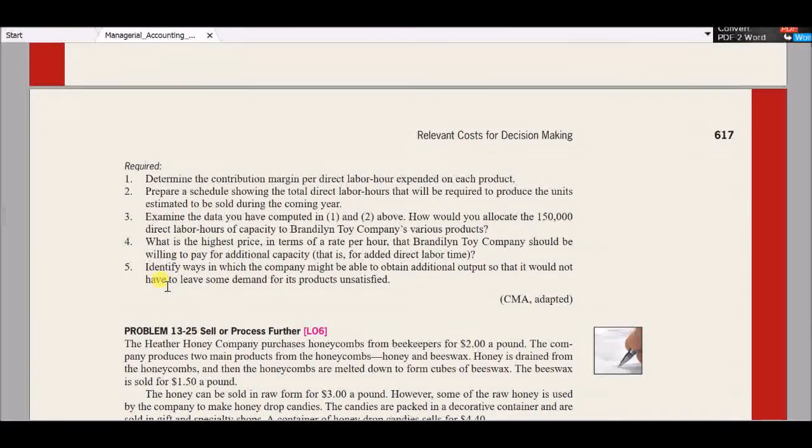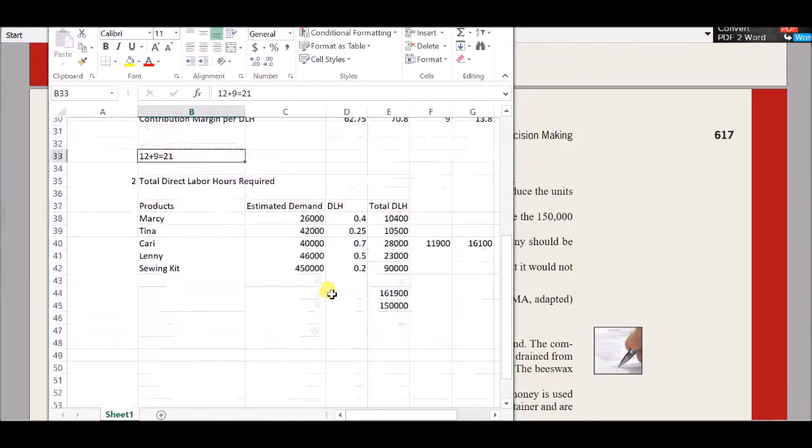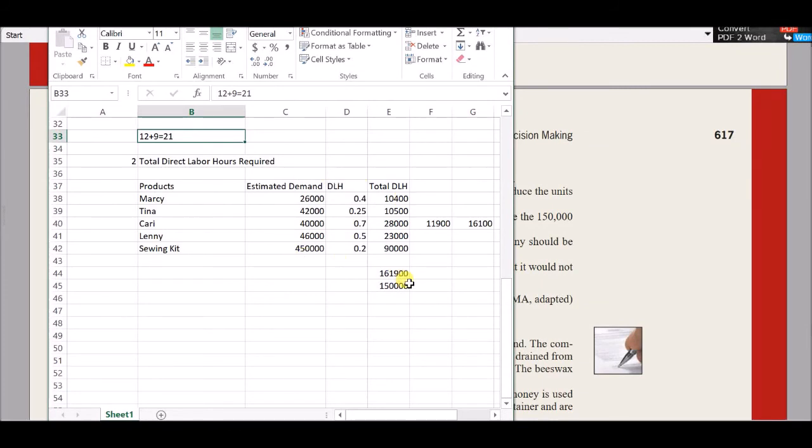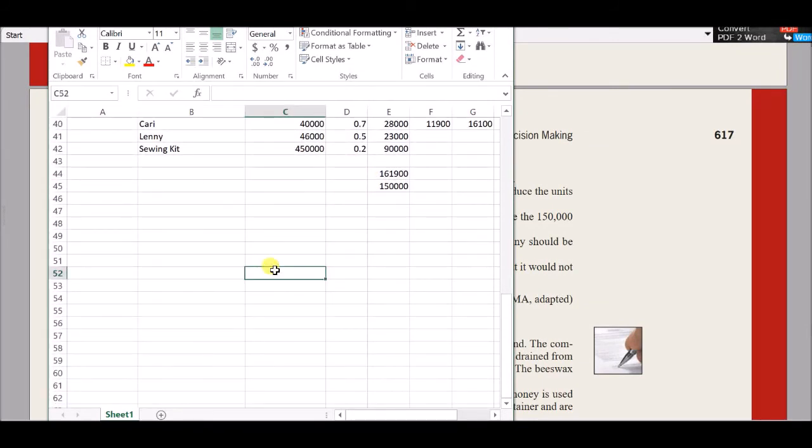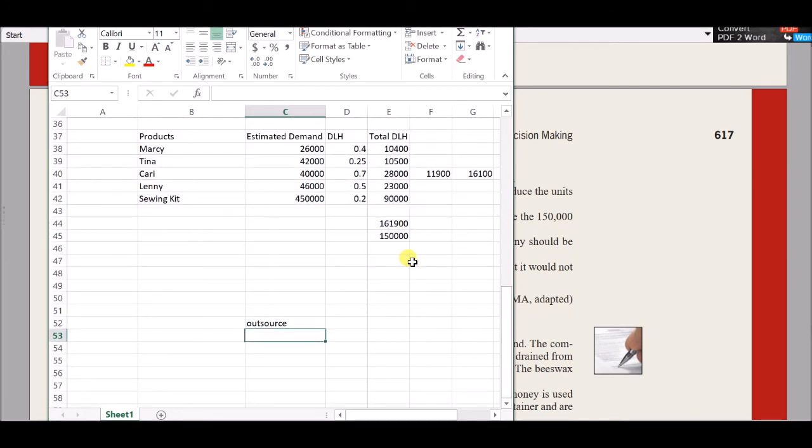Fifth, identify ways in which the company might be able to obtain additional output so that it would not have to leave some demand for its products unsatisfied. So if the company wants to satisfy the whole demand, then how can the company do it? There can be different resources. Company can outsource its production. So if the company doesn't have capacity in excess of 150,000, it can easily outsource. Or maybe if the company has capacity, it can do some overtime to increase its production.